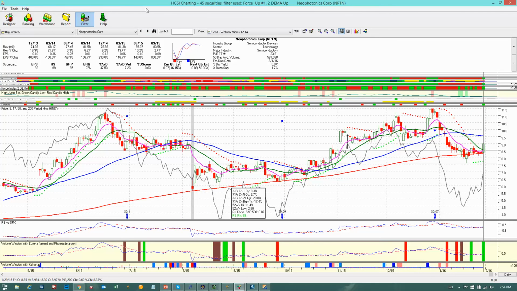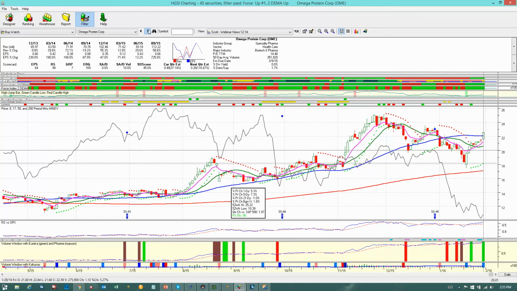Neophotonics, this is not a great fundamental story looking at the earnings. This was a high flyer in this last quarter, going from 7.5 up to about 12. It pulled back to 8.5 and bounced. Just from a pure technical play, I'd like to see it get above the 50 before I get excited.